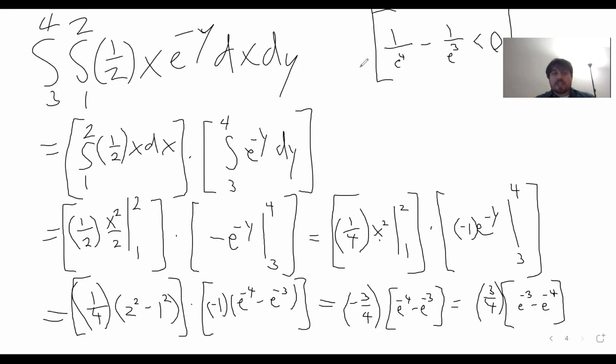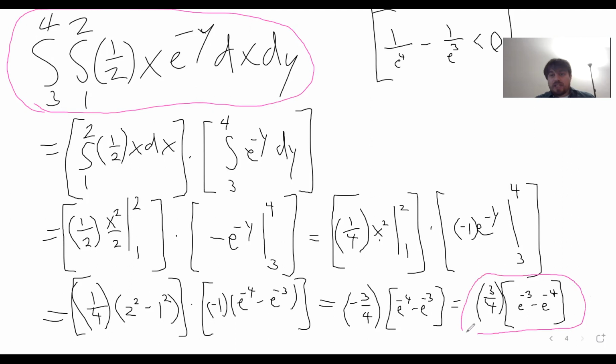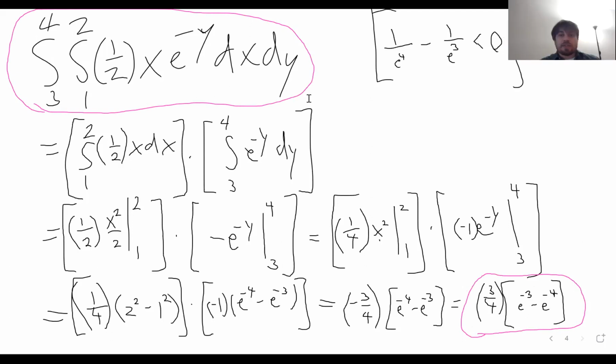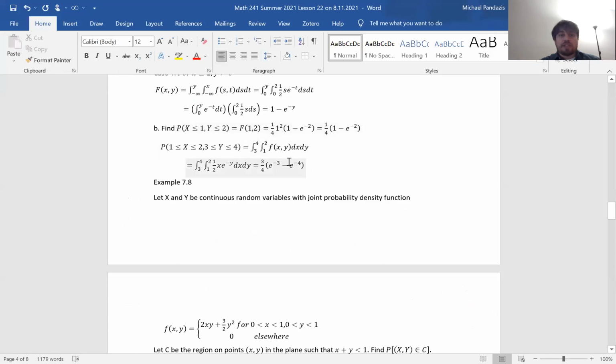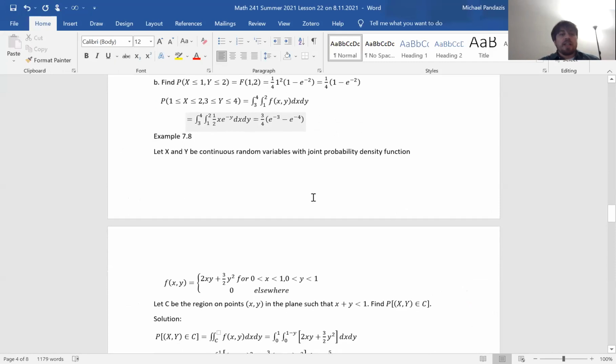And that's exactly what we have in the Word document, that this double integral is equal to the value of that expression. So this is equal to 3/4 times e to the negative 3 minus e to the negative 4. Okay, and then that's how you do it. Okay, so next is example 7.8.